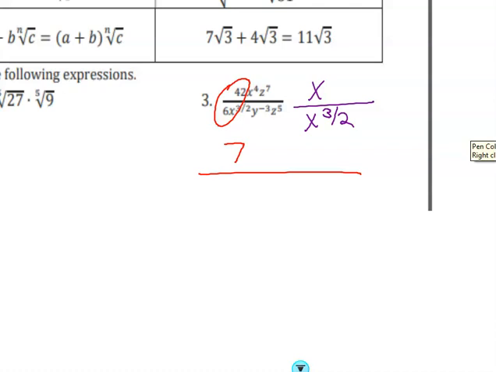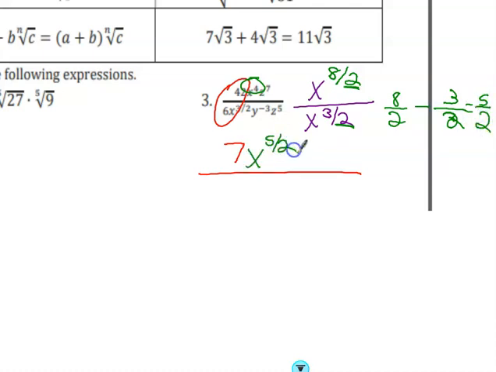So instead of writing 4, I'm going to write 8 over 2. So now I have common denominators. Okay, so 8 halves minus 3 halves becomes 5 halves. So now I have x to the 5 halves on the top. There we go. All right.